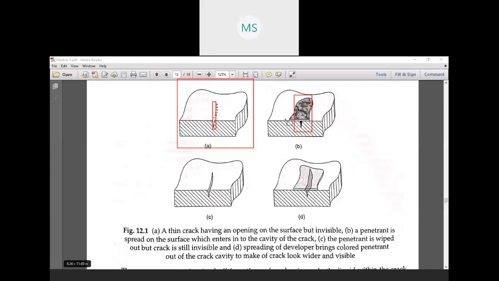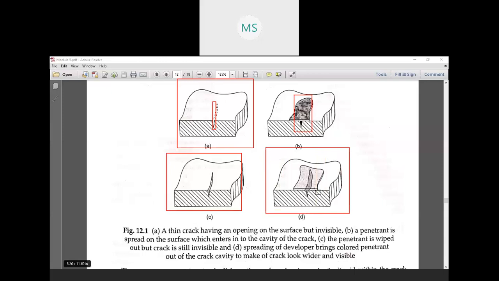Next, I just wiped out or removed the penetrant from the surface, but the crack is still invisible. Very minute lines are visible but the spread is not visible. So for that I have done the fourth phenomenon. And what is the fourth phenomenon? I again put the developer.